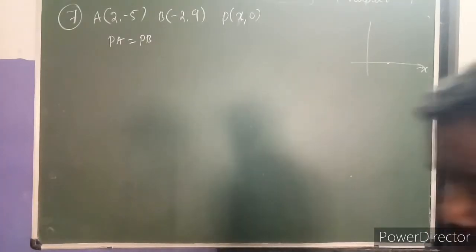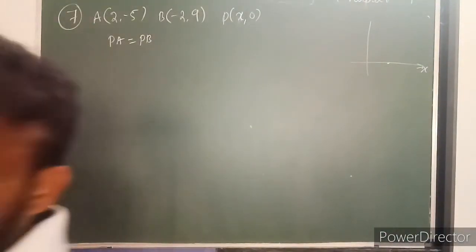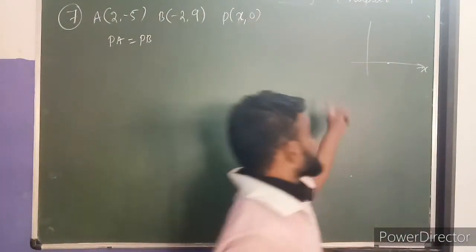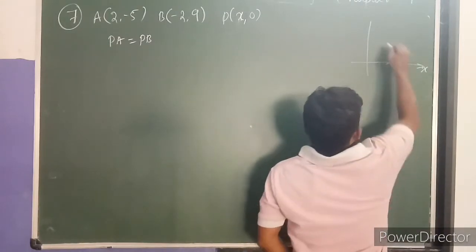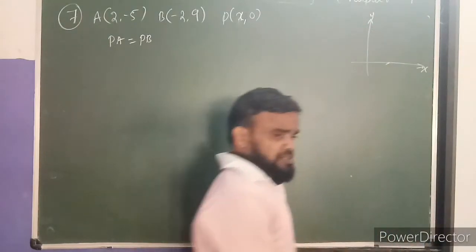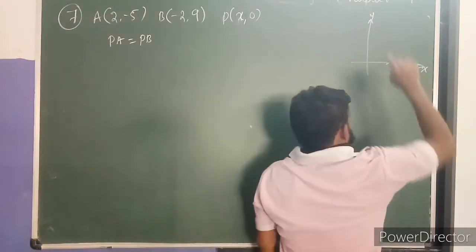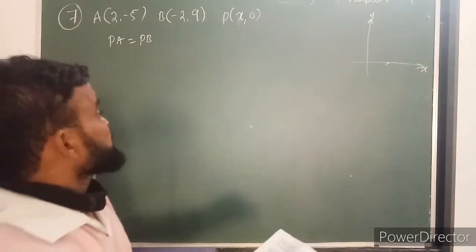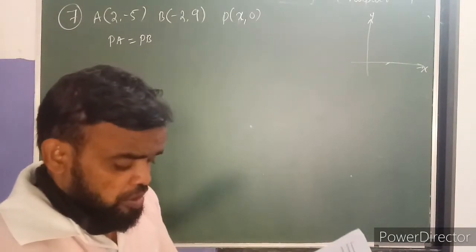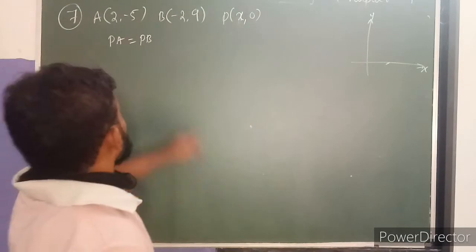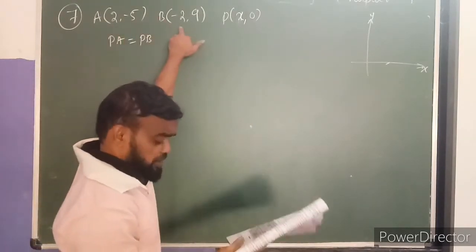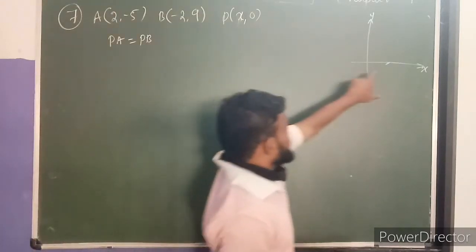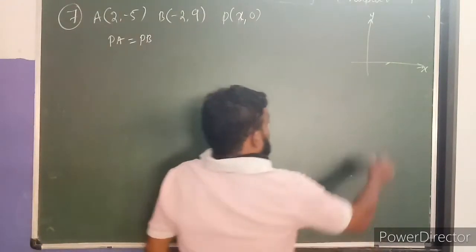Now I will read question number 7. I have already written the question, I will read and explain here. Question number 7: Find the points on the x-axis, which are equidistant from the two points A (2, -5) and B (-2, 9). The point is on the x-axis. We have to find that point.